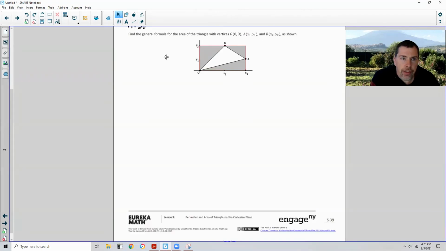Okay, so here's where this lesson gets very challenging, so just bear with me. It says find the general formula for the area of the triangle with vertices 0, 0, which is here, A at x sub 1, y sub 1, and B at the point x sub 2, y sub 2. That's what they're naming these, simply because they did A first. Over to x sub 1 and up to y sub 1 is point 1, and over to x sub 2 and up to y sub 2 is point 2, or B. So this is point 1, this is point 2, and the origin.